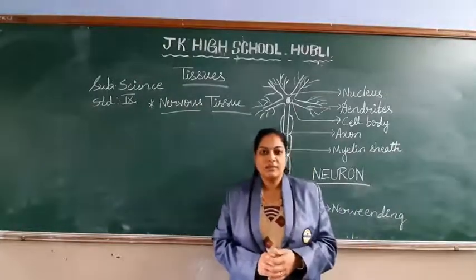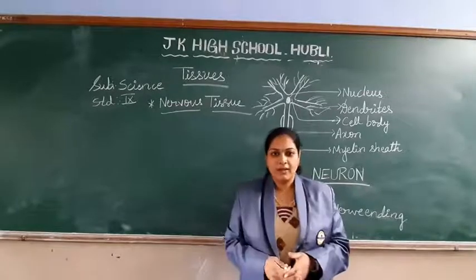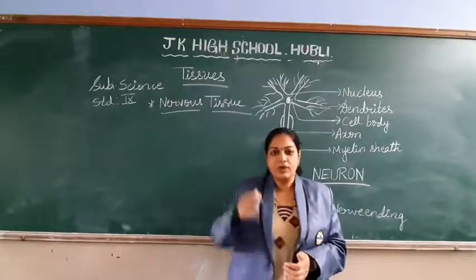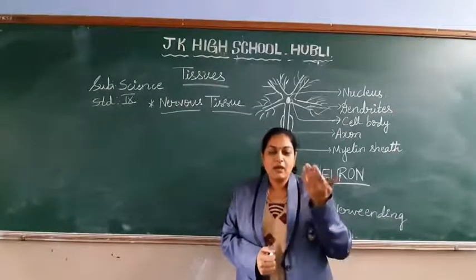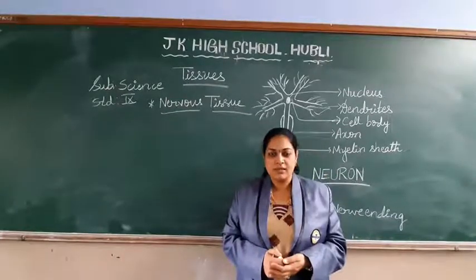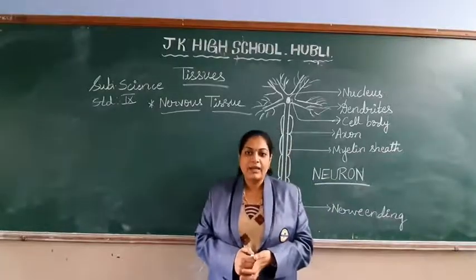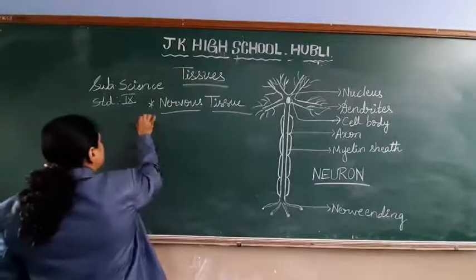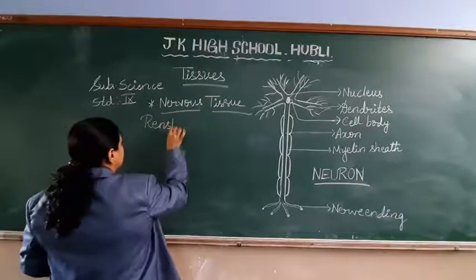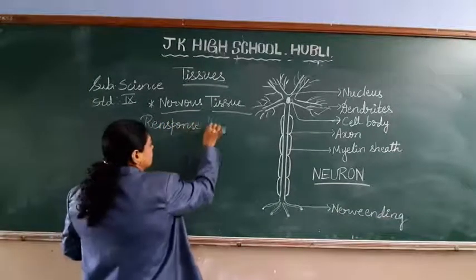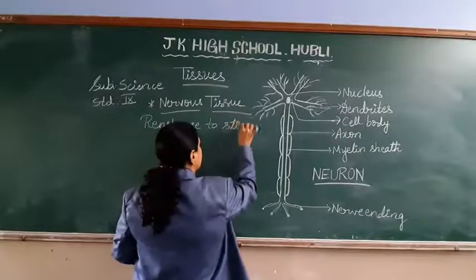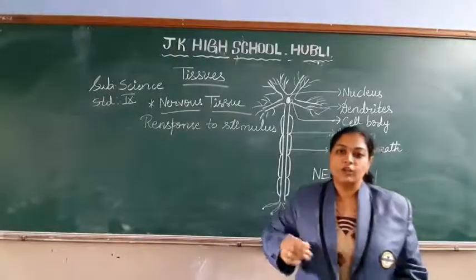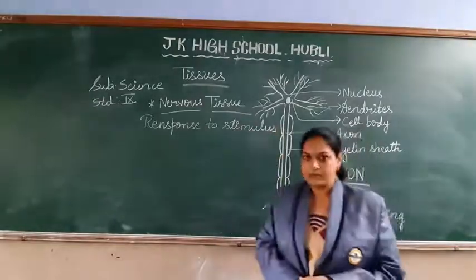So what about this nervous tissue? As I am calling your name, you are giving me the response. If you touch some hot substance, suddenly you are going to withdraw your hand. So how are you able to give response to the stimulus? Because we have a well-developed nervous tissue, right? So we are able to give response to the stimulus with the help of our nervous tissue.